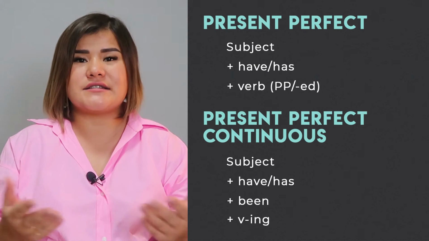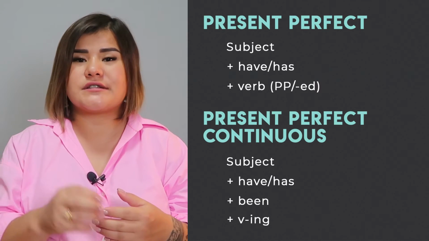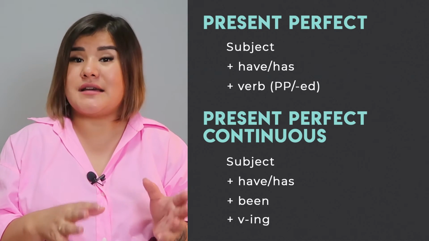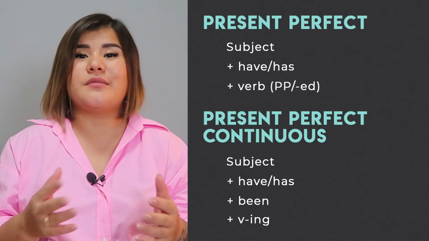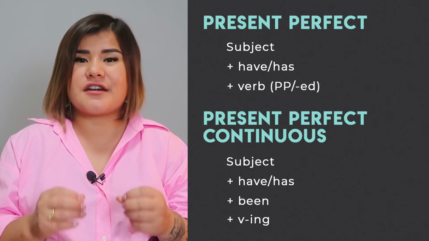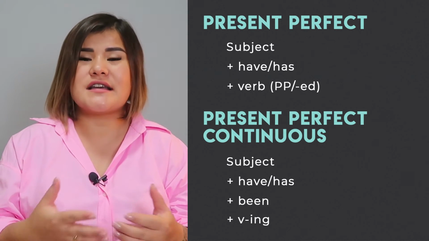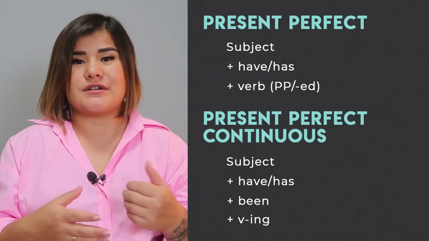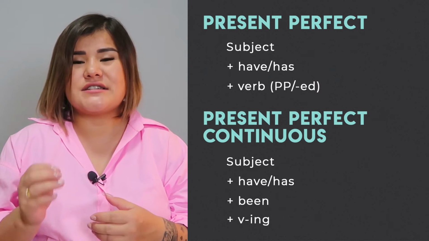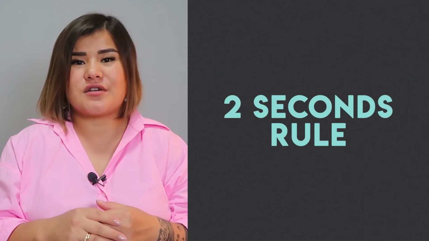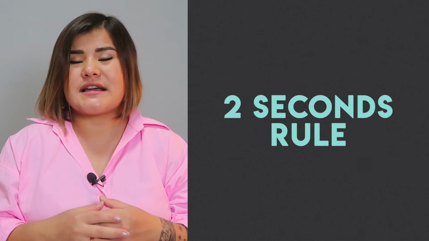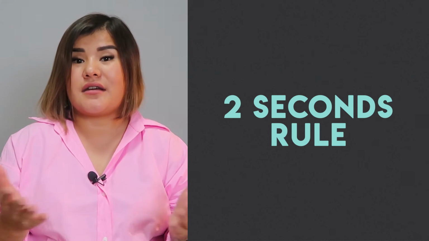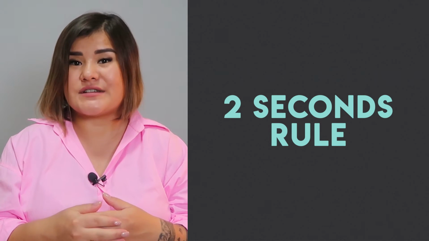Please be attentive to all the auxiliary verbs because sometimes you miss them out and sometimes you put too many of them. So please be careful and think twice before constructing your sentence or before saying your sentence out loud. Just take the 2 seconds rule. The 2 seconds rule is stop, think, recheck, and then produce your sentence.